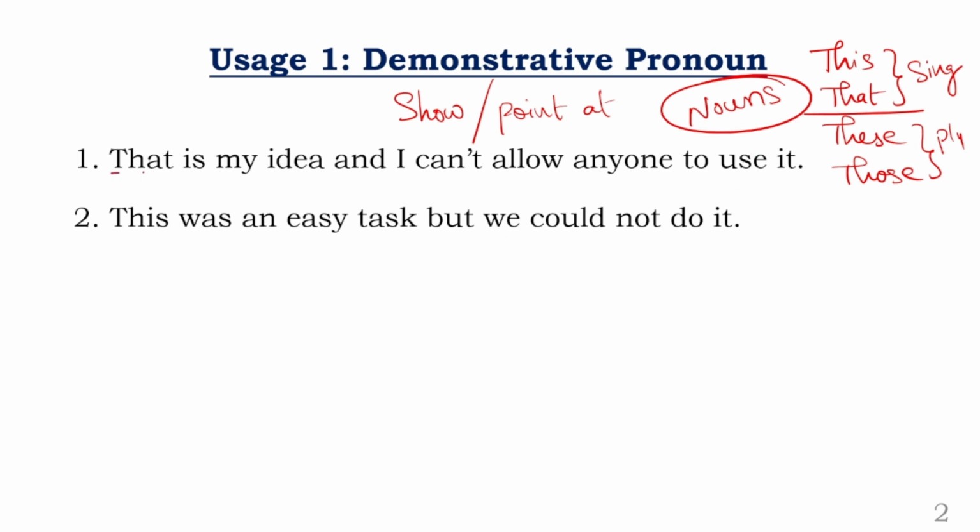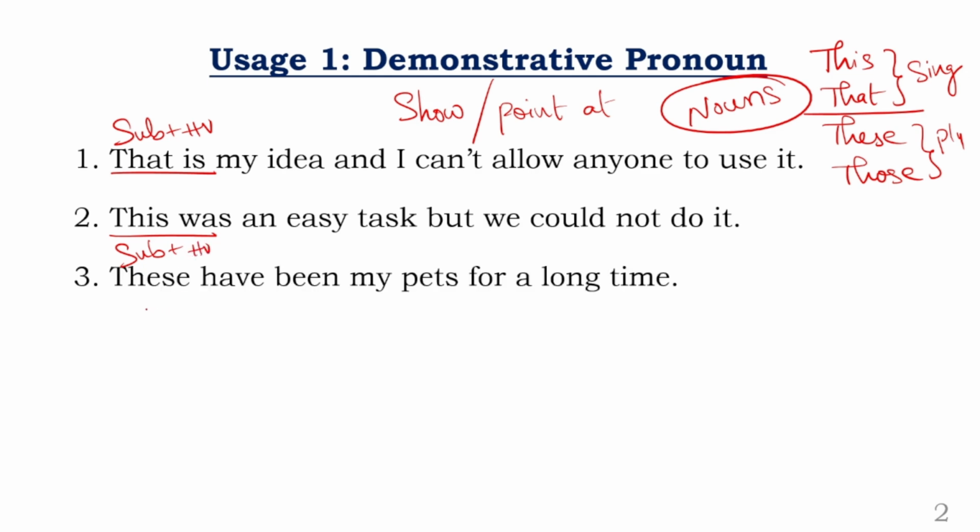Now look at this. That is my idea. When you say that is my idea, the word that is the subject, which is immediately followed by a helping verb. Even in the second sentence, this was an easy task. Can you tell me what is the subject here? This. The word this is the subject, followed again by a helping verb. Coming to the third statement, these have been my pets for a long time. What is the subject here? These, which is plural, followed by another helping verb, and the word these is the subject again.